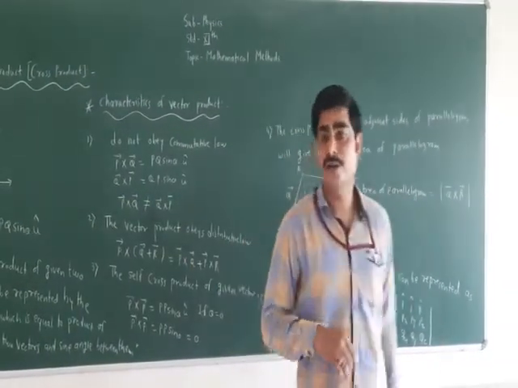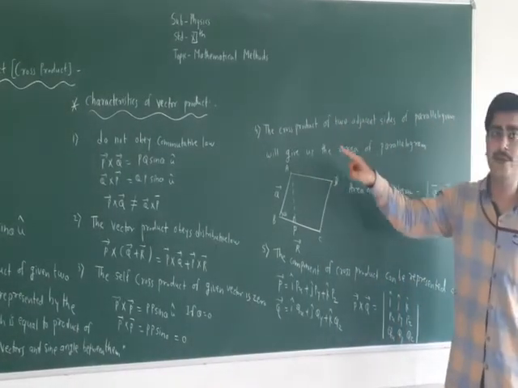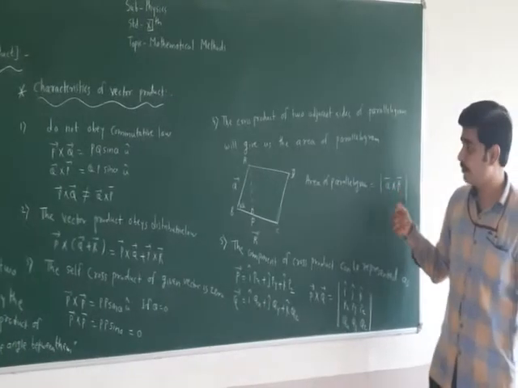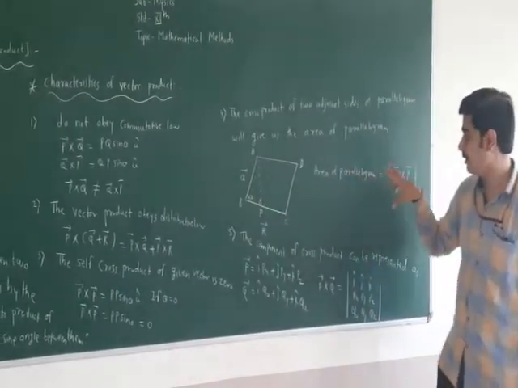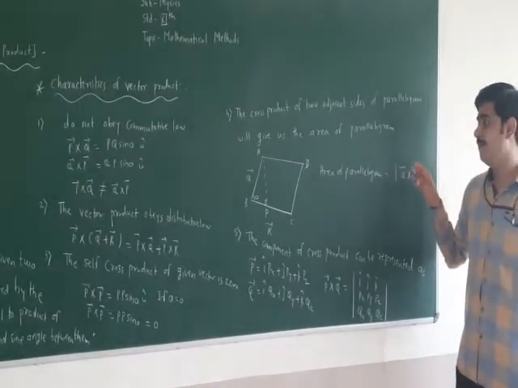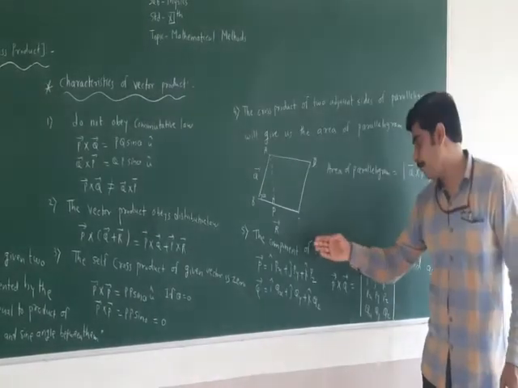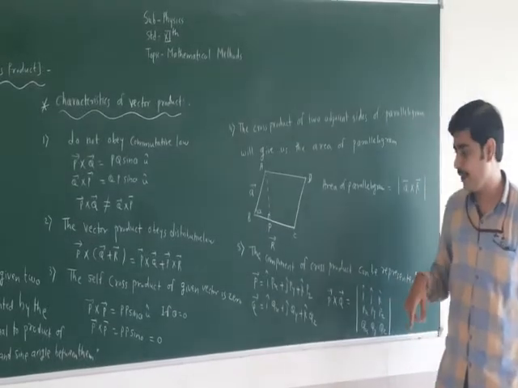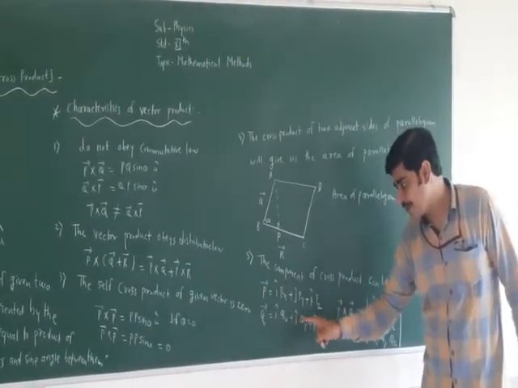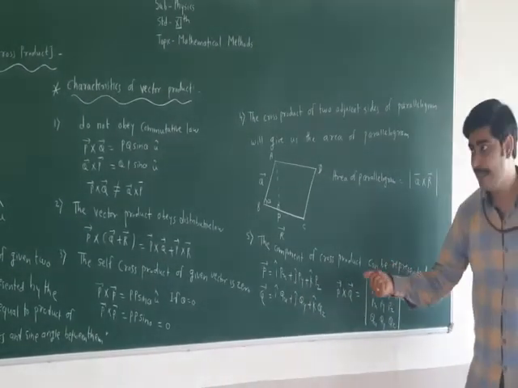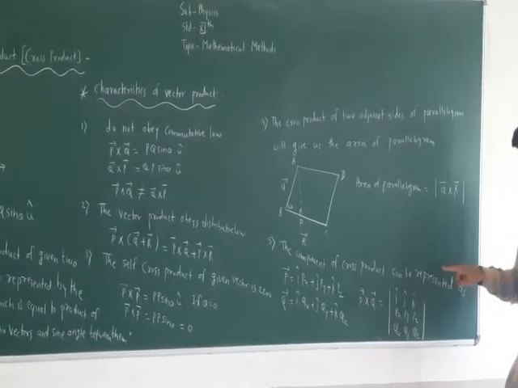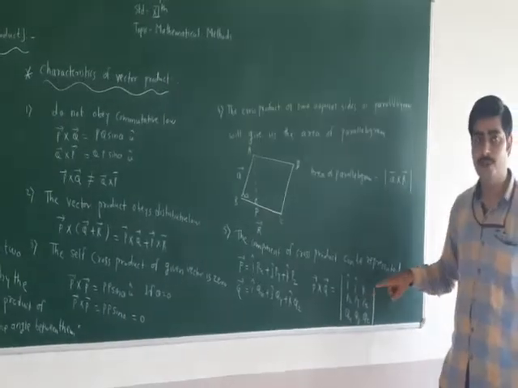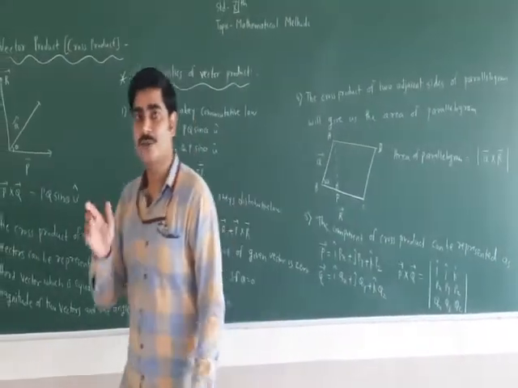Next characteristic: the cross product of two adjacent sides of the parallelogram gives us the area of the parallelogram. So in order to find the area of parallelogram, what do we have to do? We should take the cross product. So here are vector Q and vector R. These are adjacent sides, so we take the cross product and find its magnitude, and we can find the area of the parallelogram. Next, the component of cross product can be represented as: vector P is equal to I cap Px plus J cap Py plus K cap Pz, vector Q is equal to I cap Qx plus J cap Qy plus K cap Qz. Then vector P cross vector Q is equal to the determinant with I cap, J cap, K cap; Px, Py, Pz; Qx, Qy, Qz. So these are the characteristics regarding the cross product.